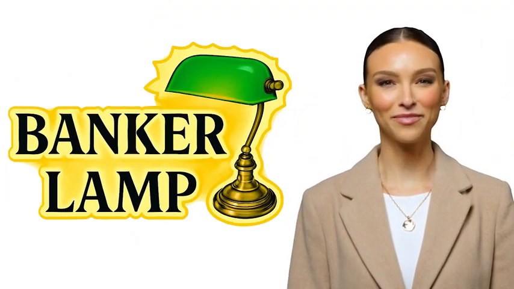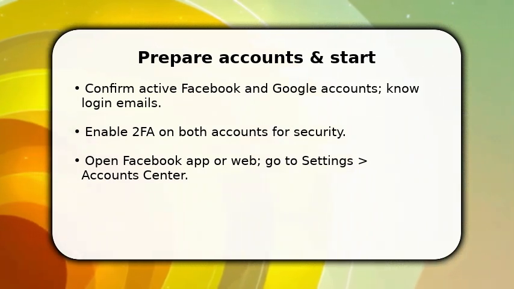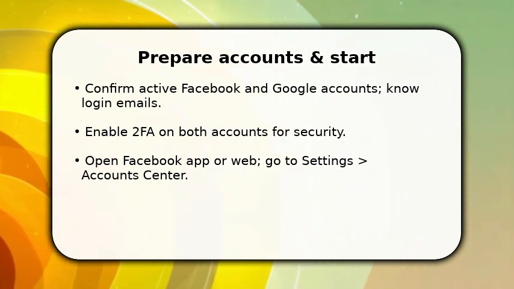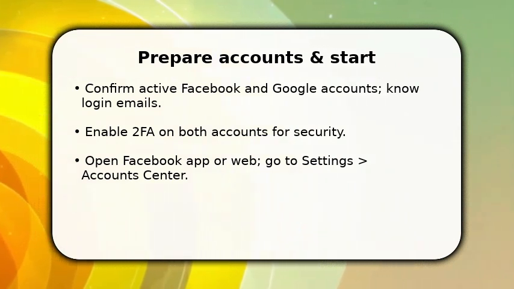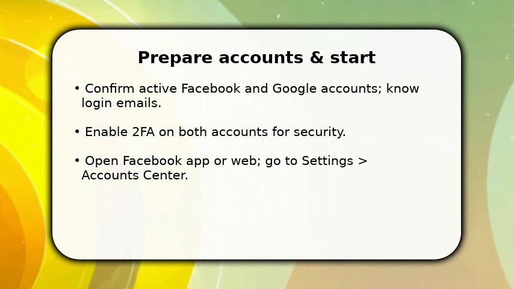Please enjoy the video. You start by confirming both accounts are active and you can log in. Once done, enable two-factor authentication on each to avoid lockouts. Now open Facebook, use the app or web, and navigate to Settings, then Account Center. You need this panel to link external accounts.